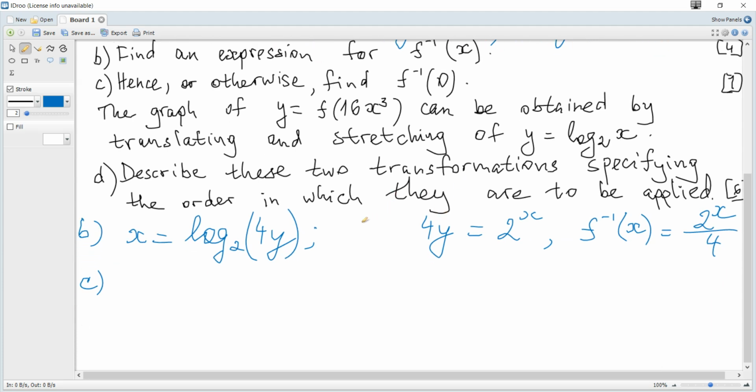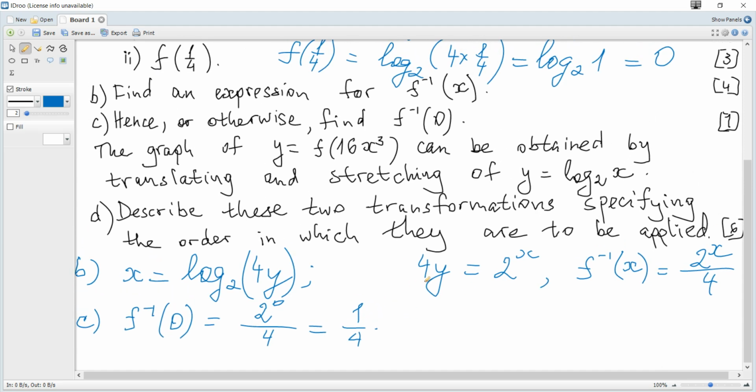Since the inverse is found, we can just substitute 0 for x into the inverse of f and we get that it becomes 2 to the power of 0 over 4. 2 to the power of 0 is 1, and over 4. So it's 1 over 4.